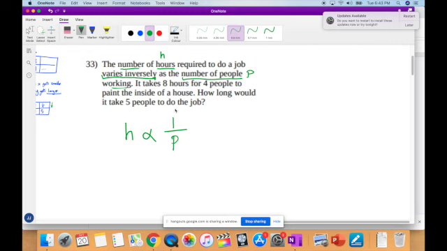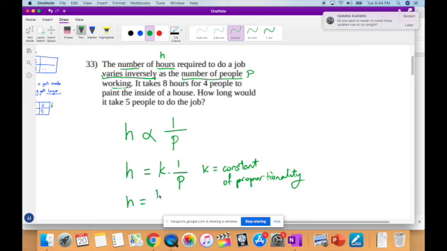So now that I have this relationship, I could say, well, okay, we could form an equation. H is equal to K multiplied by 1 over P, right? Where K is the constant, and you always have to put this, the constant of proportionality, right? So we could also say that H is equal to K over P. Right? Everybody understand how I got this equation?